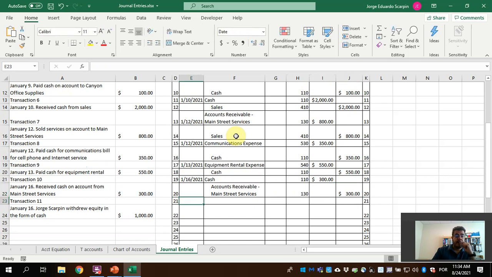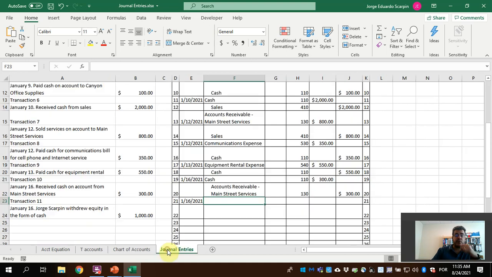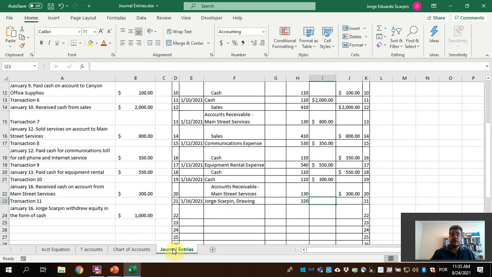Finally, January 16th again. George Scarpin withdrew equity. I'm withdrawing my equity. So here, owner's equity, Jorge Scarpin drawing. Not capital, drawing. Number 320. How much? 1,000. And credit cash 110, 1,000.